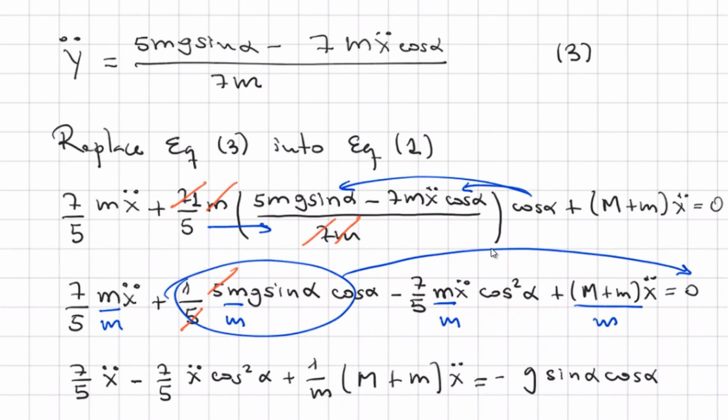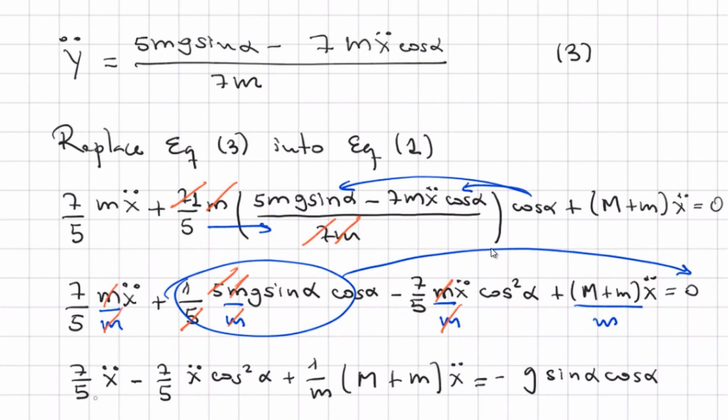Okay, what I did is, like I said, I'm sending the ng sine of alpha cosine of alpha to the other side of the equation, dividing each term by the mass of the ball. I forgot to do this, but obviously the masses simplify each other, right? And now we can see something here.